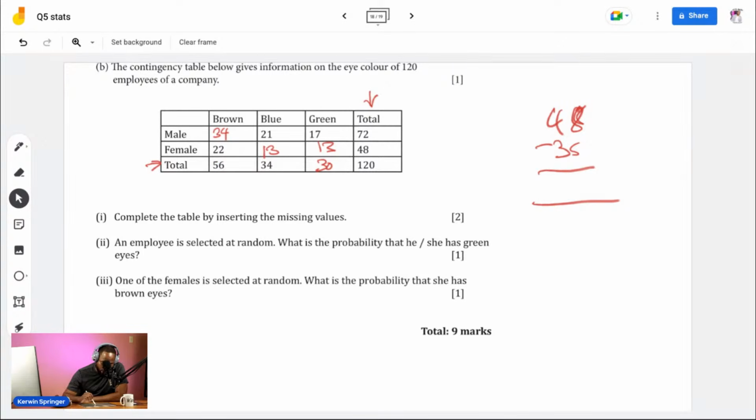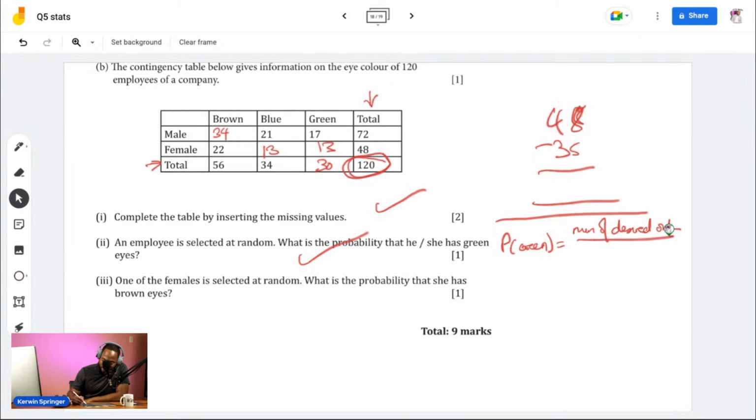An employee is selected at random. What is the probability that he or she has green eyes? So they want the total employees. So you use this number, the total number of employees, right? So the probability that they have green eyes is the number of desired outcomes over the total number of outcomes.